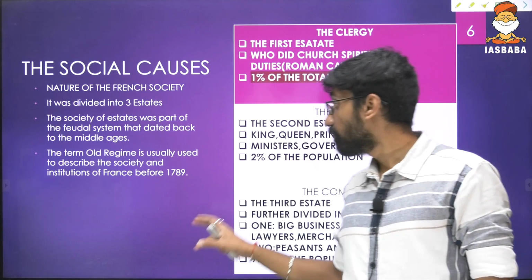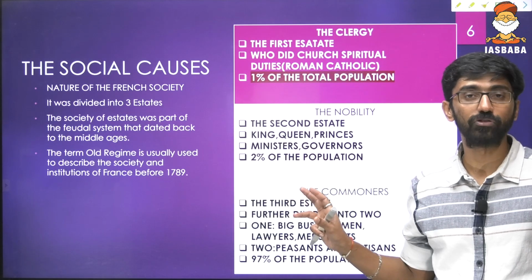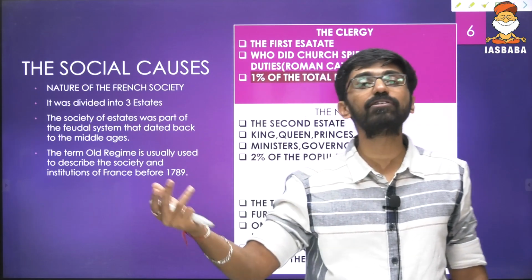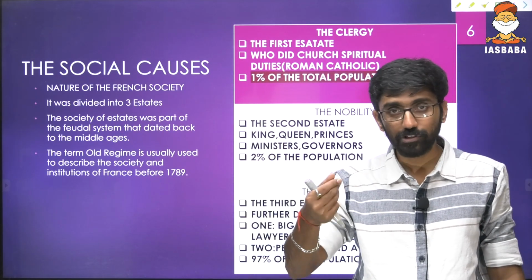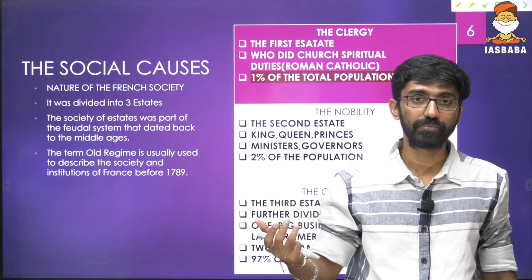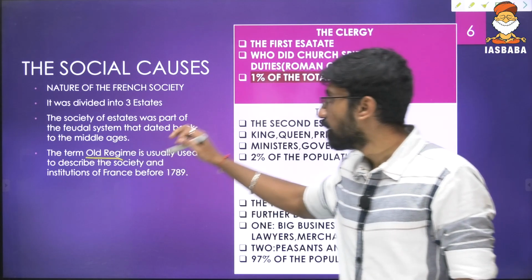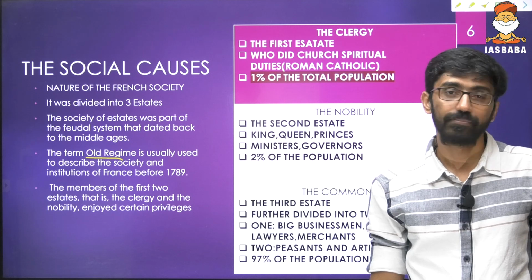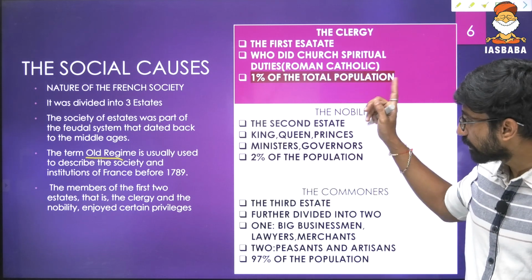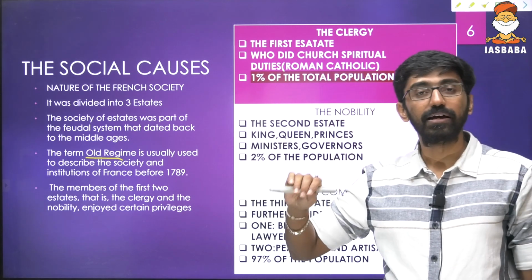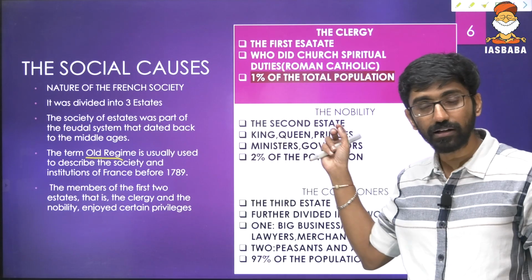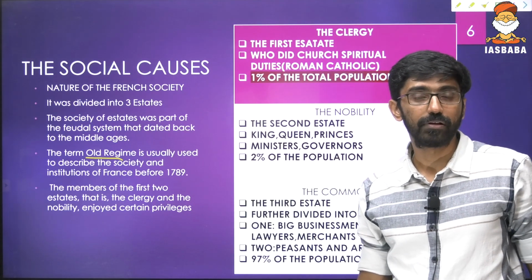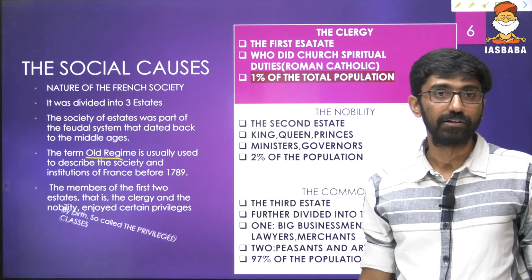Okay, and this is what we call the old regime in French society. Even the political system which existed before 1789, that is the old regime. The economic system which was there, that was also called the old regime. And this old regime in France, the division of the society into these three estates. Like I told you, the first two estates, look at their population, only 3%. They enjoyed a lot of privileges, we can say. Okay, a lot of privileges. I'll come to those.